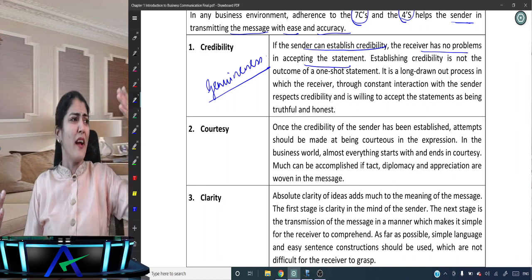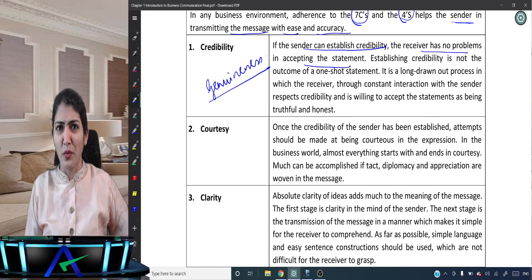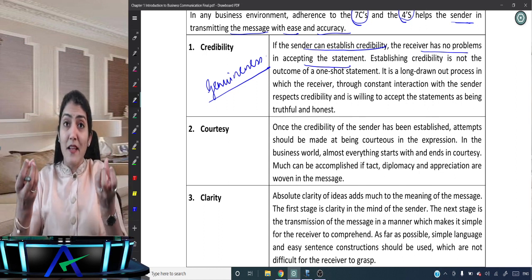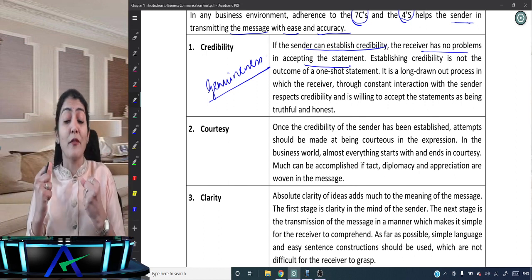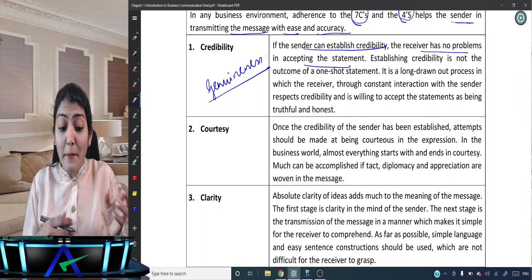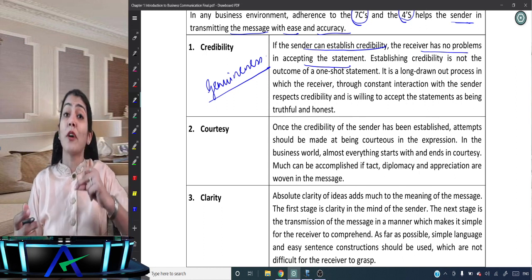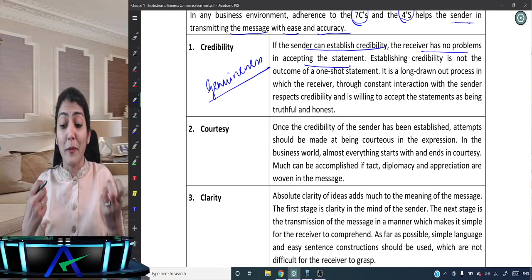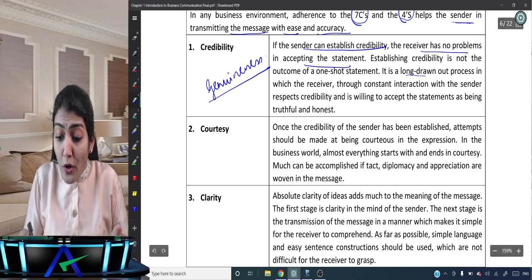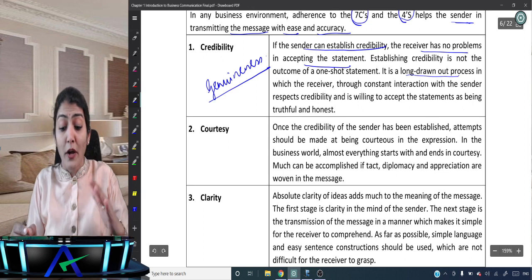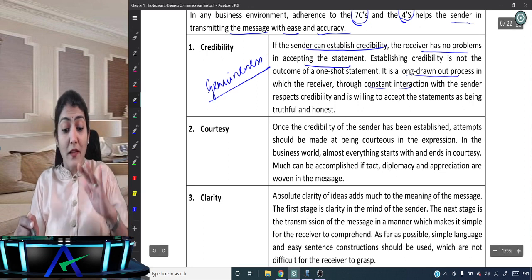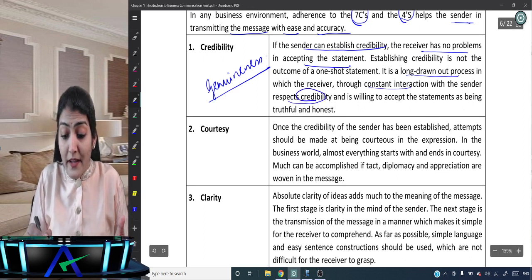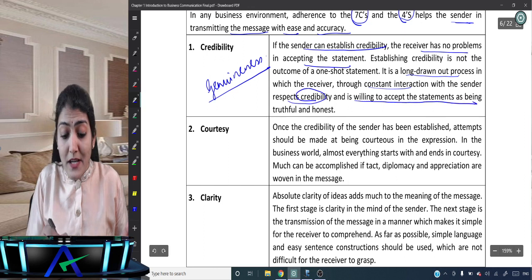Or if the feeling is that whatever this person says is not true, then there is no acceptance. There is not going to be any acceptance of the message. Establishing credibility is not the outcome of a one-shot statement. Obviously, it's an image which is created over a period of time. It is a long drawn-out process in which the receiver, through constant interaction with the sender, respects credibility and is willing to accept the statements as being truthful and honest.